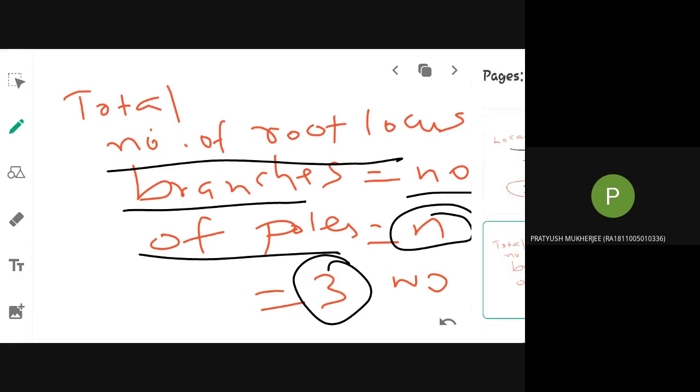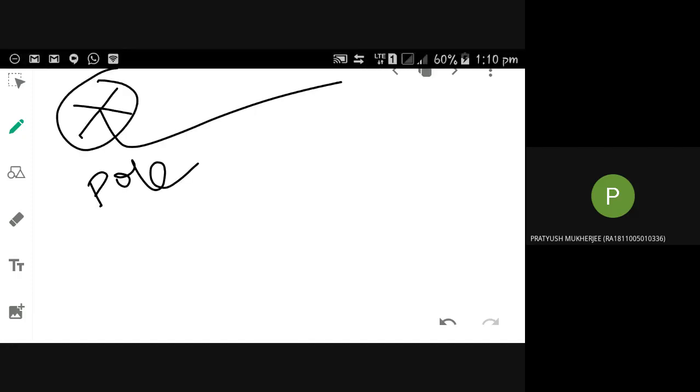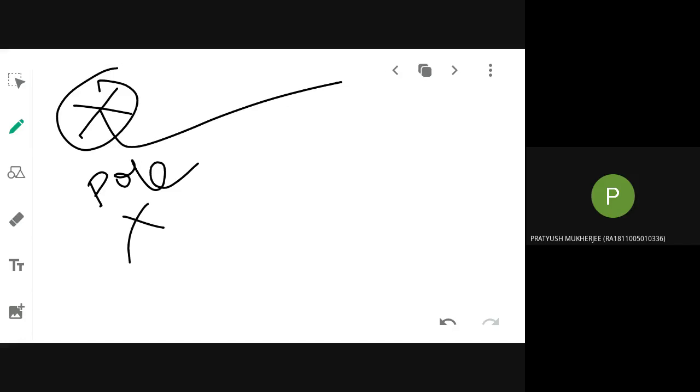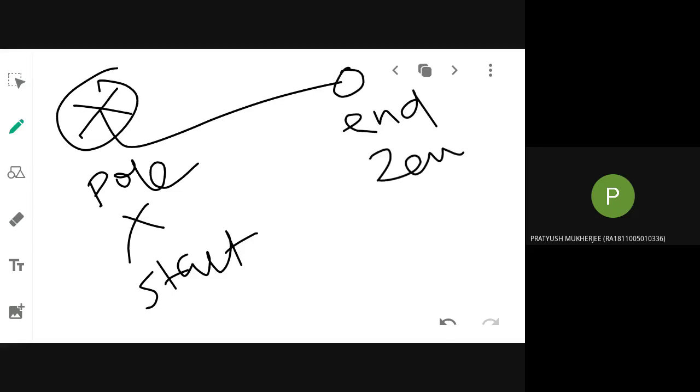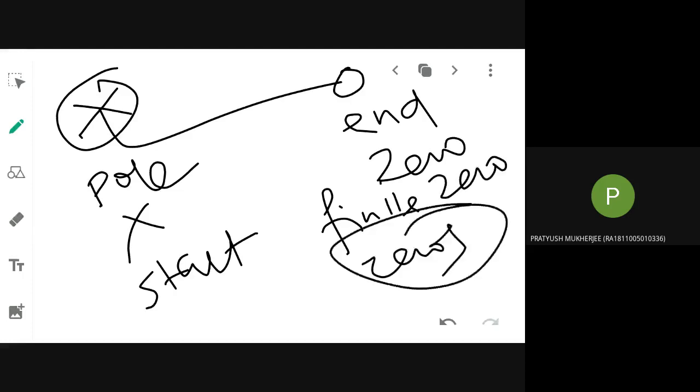Suppose this is a branch: it always starts from a pole. The pole marking is represented by a cross, so the start point is always the cross mark, the pole point. It will terminate at a zero, which is your finite zero. This is possible only if you have zeros in the system. But for your system, are there any zeros?